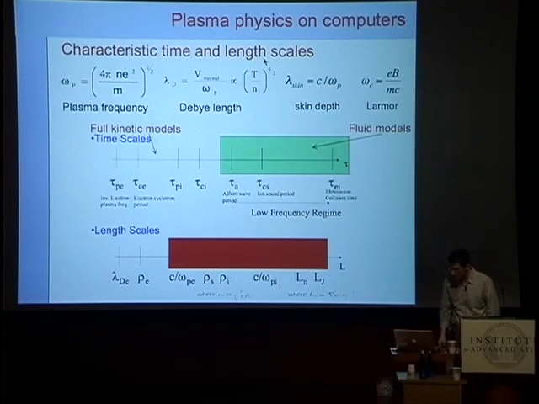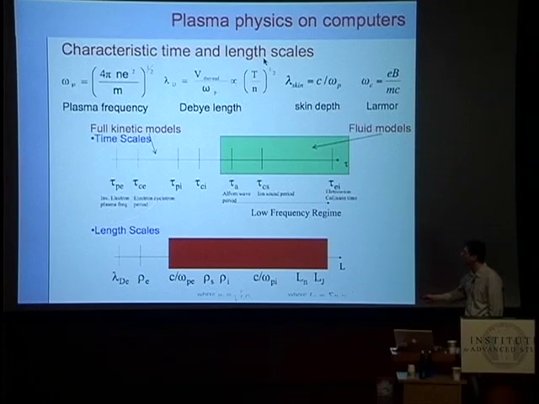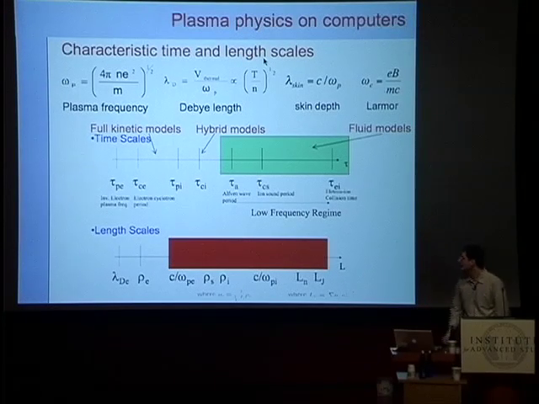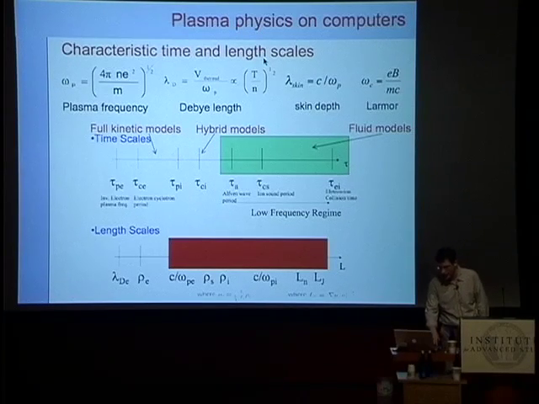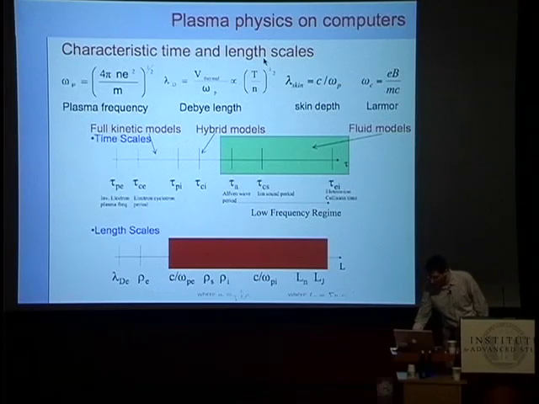If you're interested in the shortest time scales, the time scales that have to do with the plasma frequency of electrons or the gyration of electrons, then you have to use fully kinetic models. And if you're interested in something in between, which is to say you're not interested in the plasma oscillations of the electrons, but you are interested in the dynamics of the ions, then you may deal with a hybrid method. So a hybrid method treats electrons as a fluid and treats ions fully kinetically as particles.